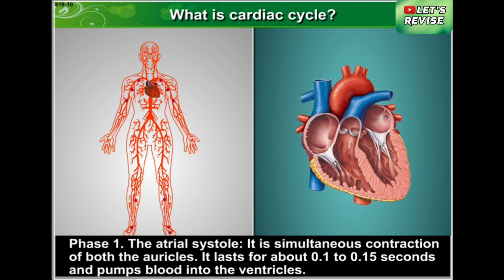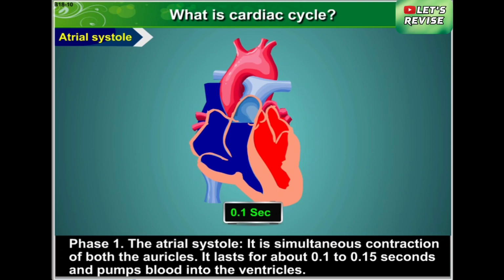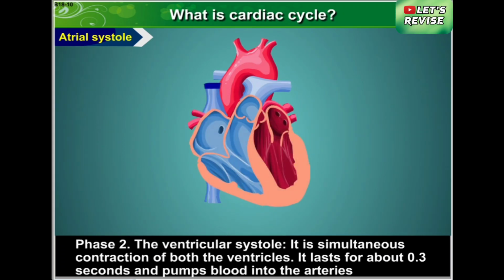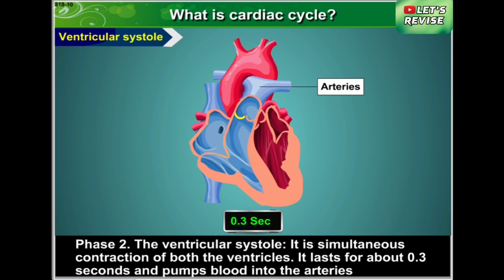Phase 1. The atrial systole. It is simultaneous contraction of both the auricles. It lasts for about 0.1 to 0.15 seconds and pumps blood into the ventricles. Phase 2. The ventricular systole. It is simultaneous contraction of both the ventricles. It lasts for about 0.3 seconds and pumps blood into the arteries.